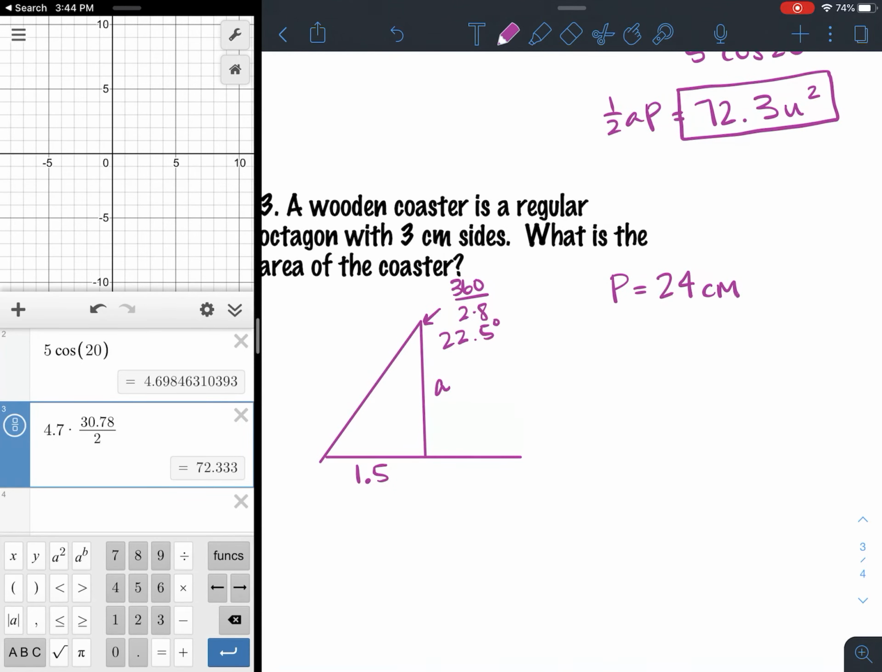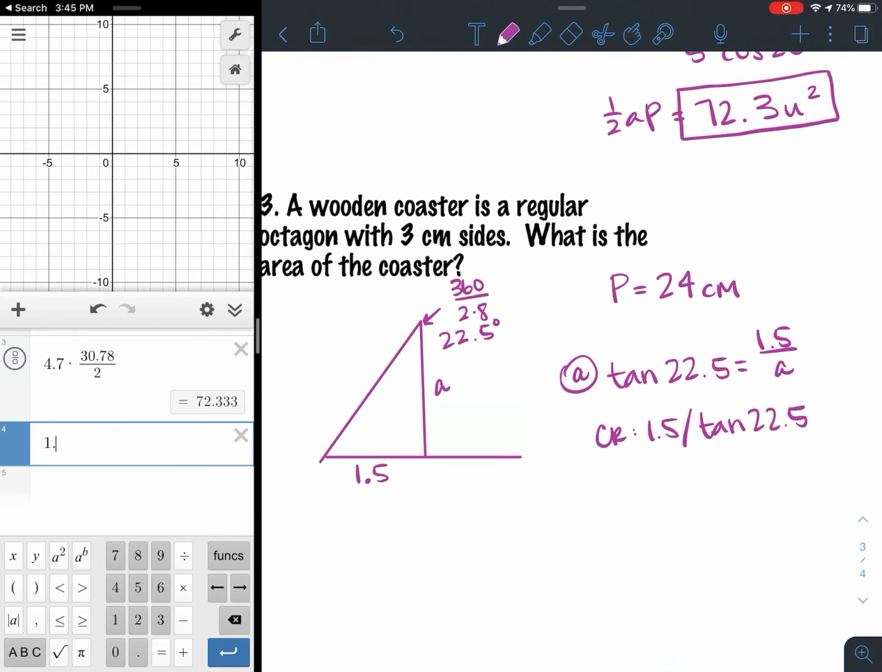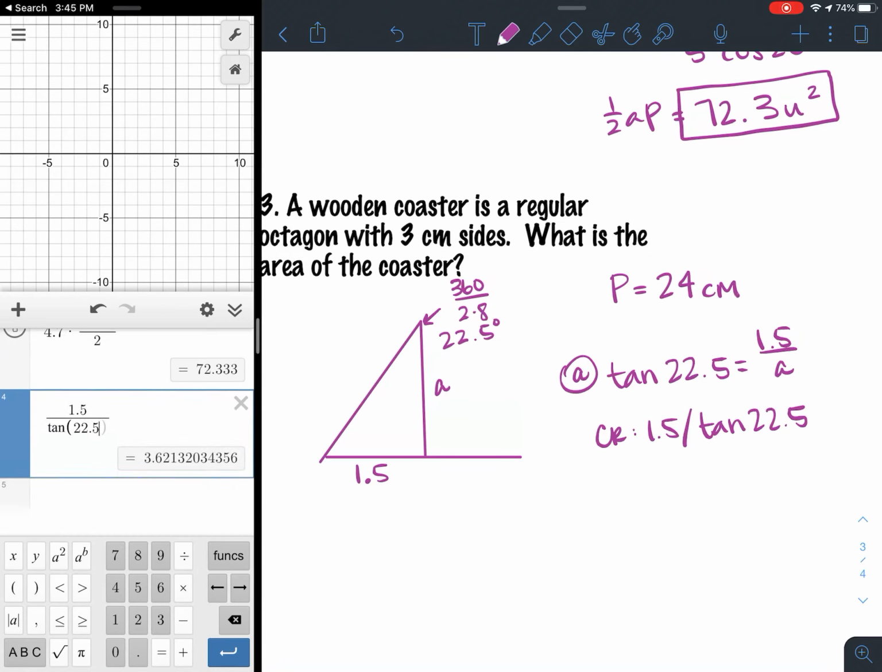With that 22.5, I have the side adjacent and the side opposite. So to find my apothem, I am going to use tangent. The tangent of 22.5 is equal to the opposite, 1.5, over the adjacent A. So calculator ready, I'm going to do 1.5 divided by the tangent of 22.5. And that gets me an apothem of about 3.62.